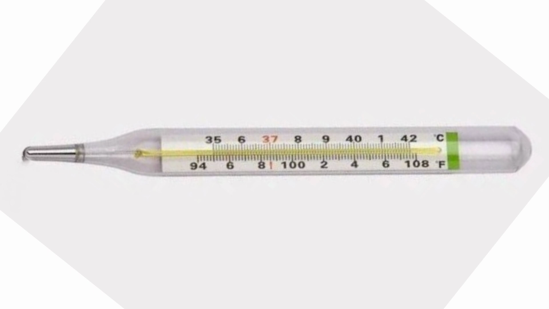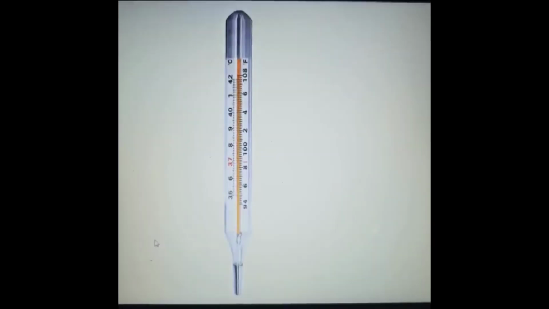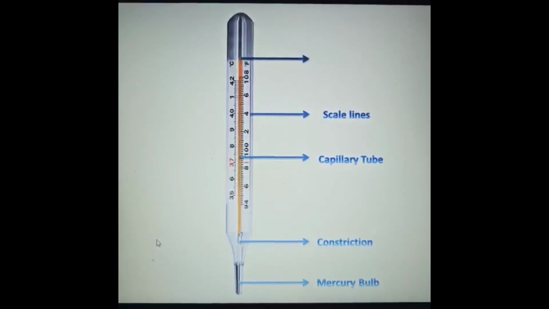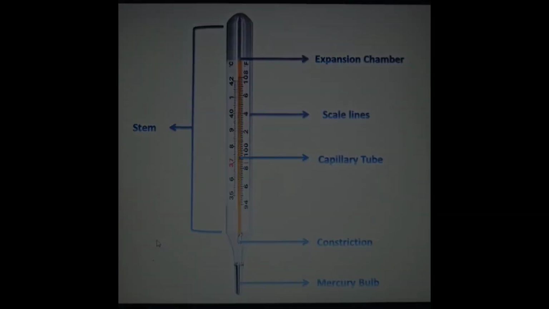This bulb contains mercury. Outside the bulb, a small shining thread of mercury can be seen. If you do not see the mercury thread, rotate the thermometer a bit till you see it. You will also find a scale on this thermometer. The scale we use is the Celsius scale, indicated by degree Celsius. Here you can see the clinical thermometer. The first one is the mercury bulb, next one is a constriction, then the capillary tube, and then come the scale lines and the expansion chamber, and the last one is the stem.